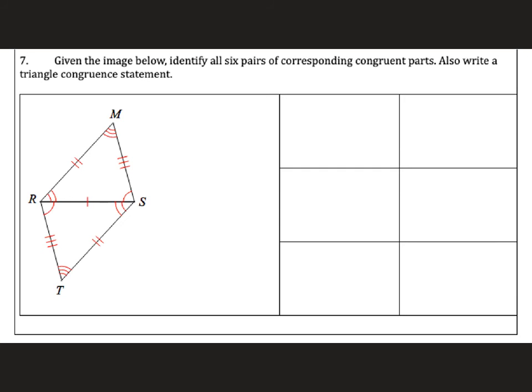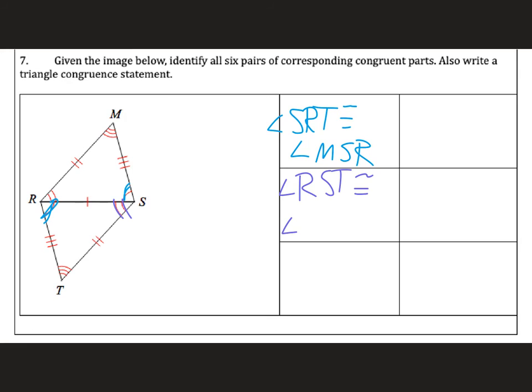Given the image below, identify all 6 pairs of corresponding congruent parts. Whew, okay. So I'm going to start with angles. Angle SRT, that's this one, is congruent to angle MSR. Let's change colors for you a little bit here. I'm going to go with this one here, so that's RST. Angle RST is congruent to angle SRM.